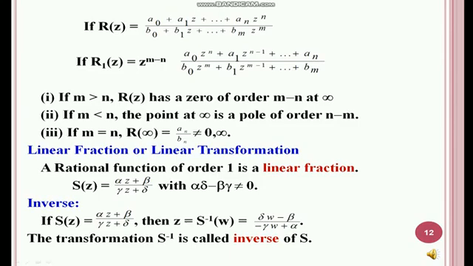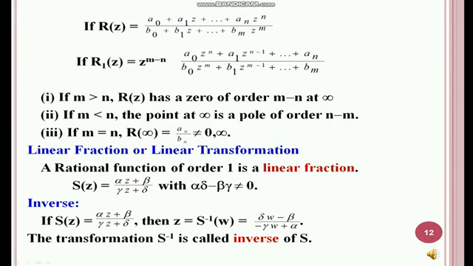Next we see linear fraction or linear transformation. A rational function of order 1 is called a linear fraction or linear transformation. The general form of a linear transformation is defined as S of z equal to alpha z plus beta divided by gamma z plus delta, with alpha delta minus beta gamma not equal to 0.